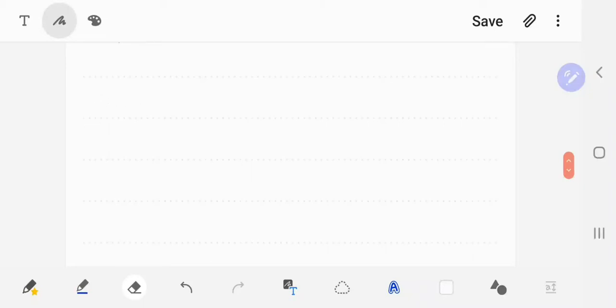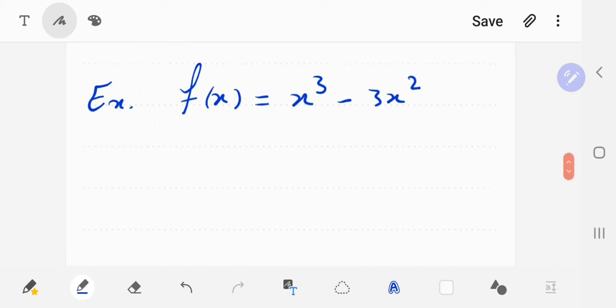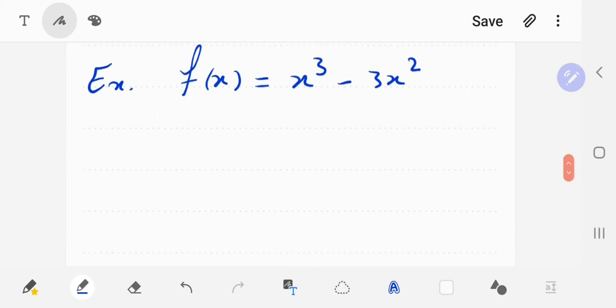Now let's start with an example. Let's say we have f of x equals x cubed minus 3x squared. A normal polynomial function to make it easy at the beginning.